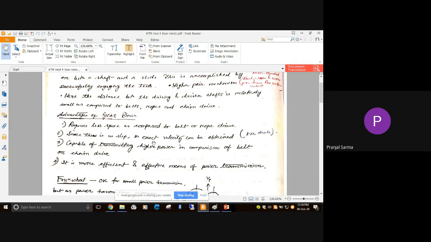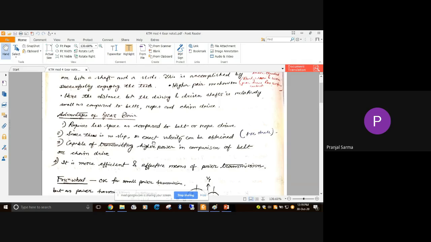And because of that kind of connection or engagement, there is no slip. If there is no slip between them, that means no loss of motion, okay. So that is the no slip condition. Because of that, we can get exact velocity, okay. So exact velocity can be obtained. That's why this gear drive is also known as a positive drive.